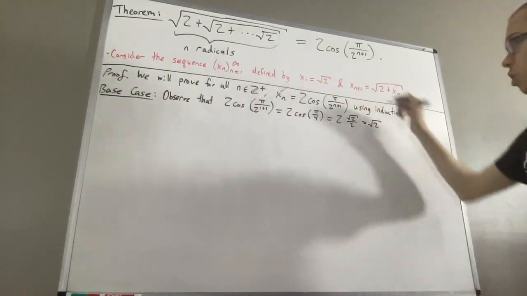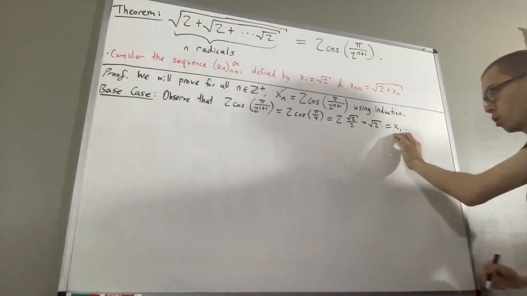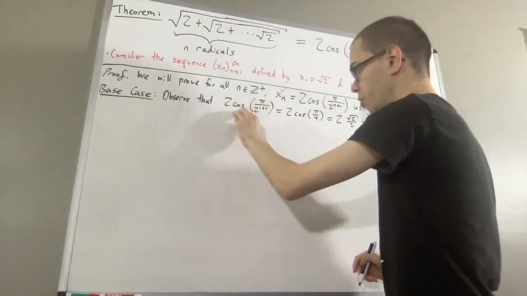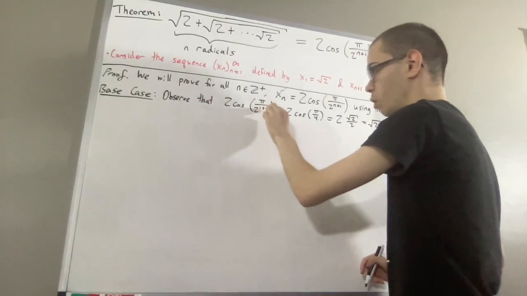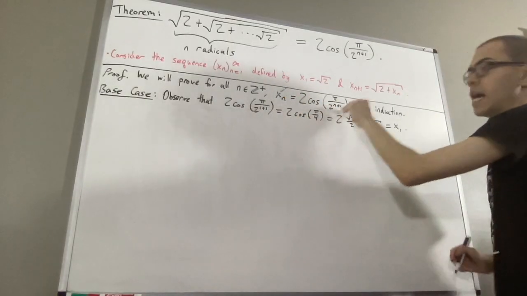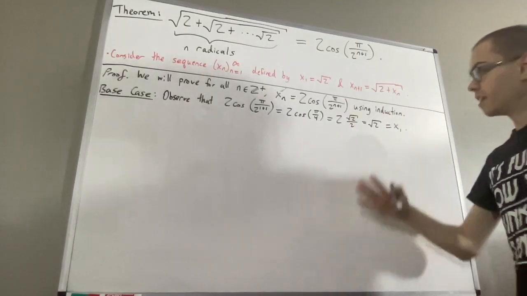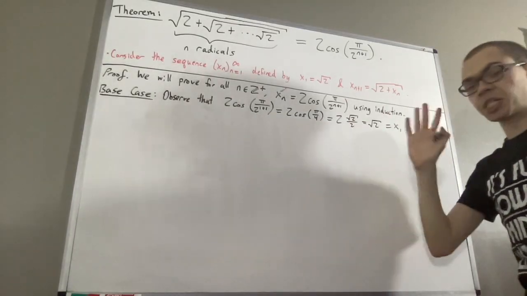But x_1 is equal to the square root of 2. So this is just x_1. So we see that x_1 is equal to 2 times the cosine of pi over 2 to the power of 1 plus 1. So we have shown that this equality is true in the case where n is equal to 1. So this completes the base case. Now let's move on to the induction step.